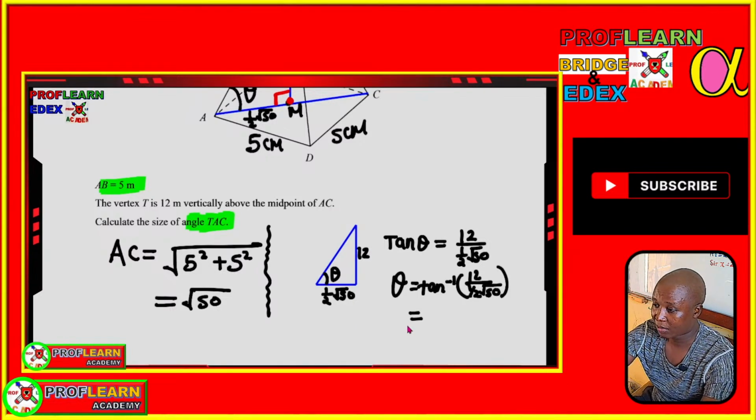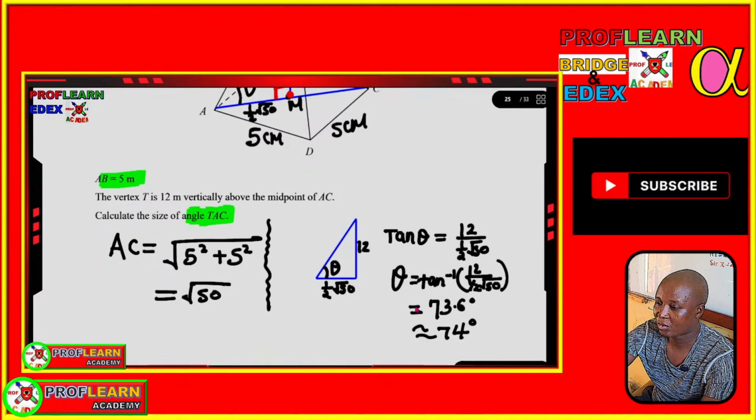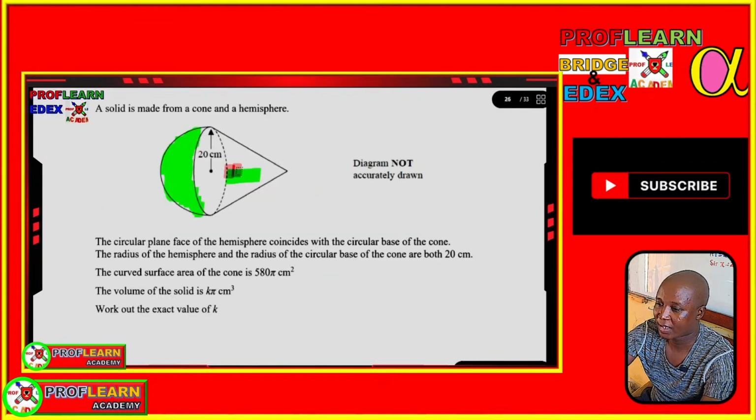73 points. Let me just work it out. Yeah, we can round off, and that is going to translate to 74 degrees. So that is the angle for that case.